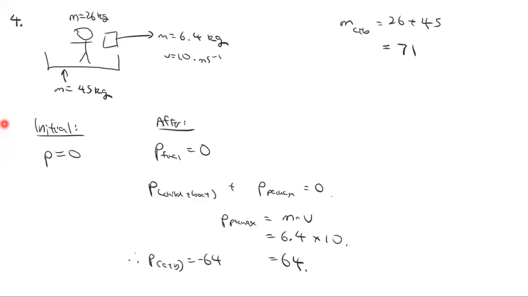So the velocity of the child plus boat would be the momentum divided by the mass, which would be 64 over 71. We could work it out as a decimal, but that would be the answer. It would be 0.9 meters per second the other way.